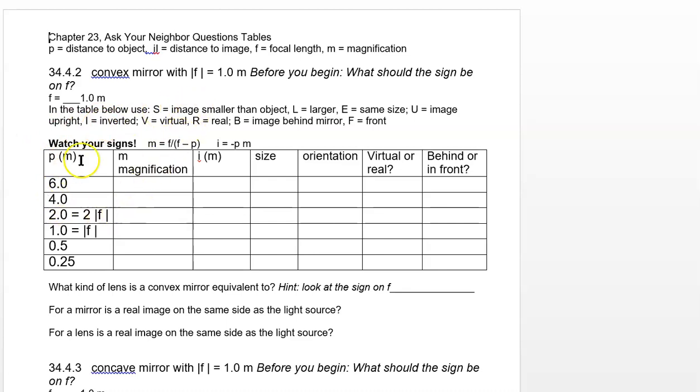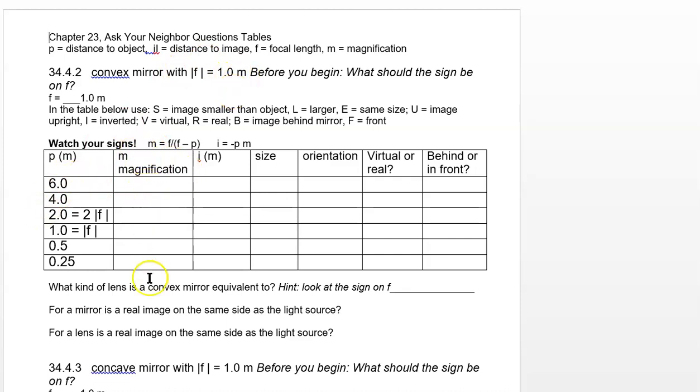Now, you're going to figure this out using some equations. The magnification is F divided by F minus P, and you can use these in your notes. And I is minus P times M. M is the magnification. P is the distance to the object. I is the distance to the image. F, of course, is the focal length. Okay, and you plug in magnification. We'll actually do the equation. Here you're given enough information to do it.